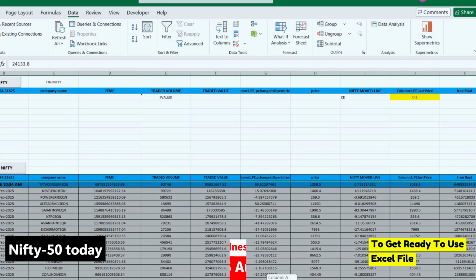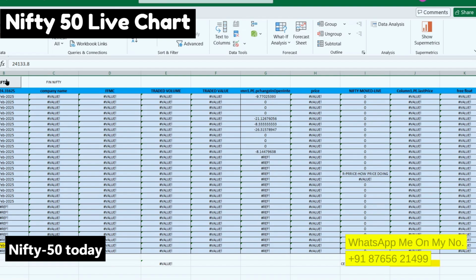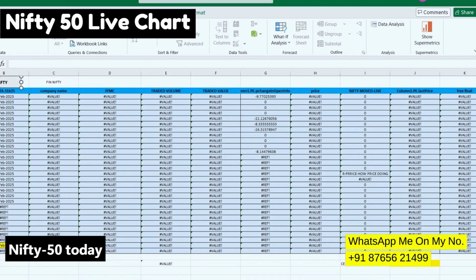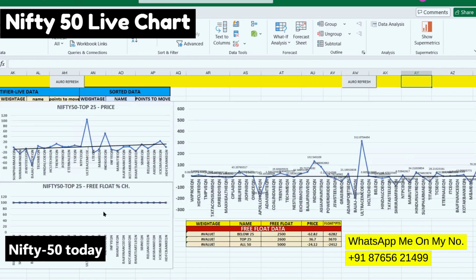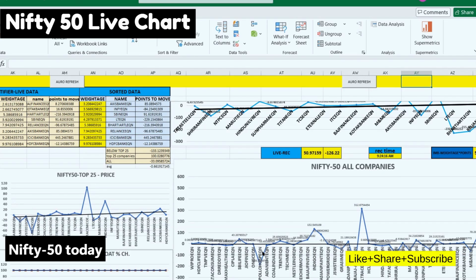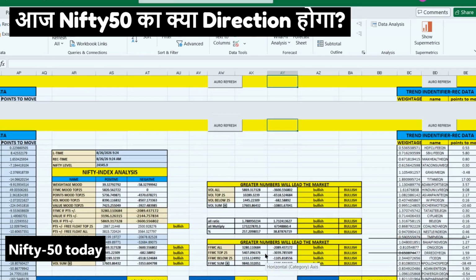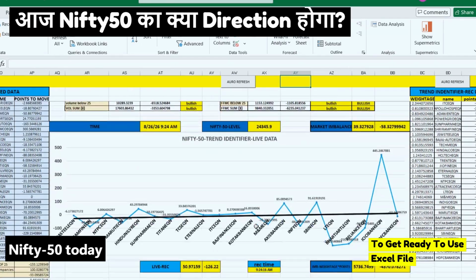The answer is it analyzes the top 25 companies of Nifty 50 index. And these top 25 companies have the highest weightage in Nifty 50 index. And for this reason, we will try to find the trend of these companies that actually make Nifty 50 go bullish or bearish. Let us begin our analysis.